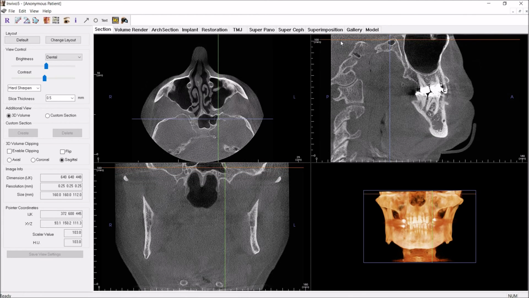And as you can see, I think anatomy is the key. If you know and you can recognize the anatomy, you're 90% of the way there.